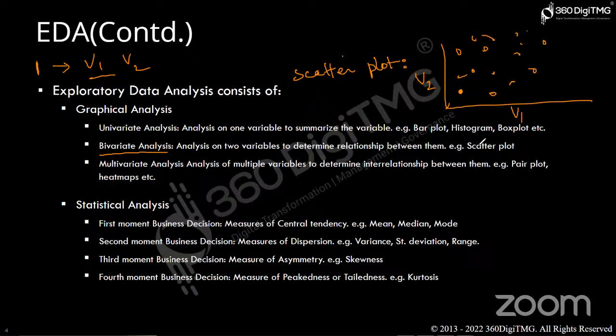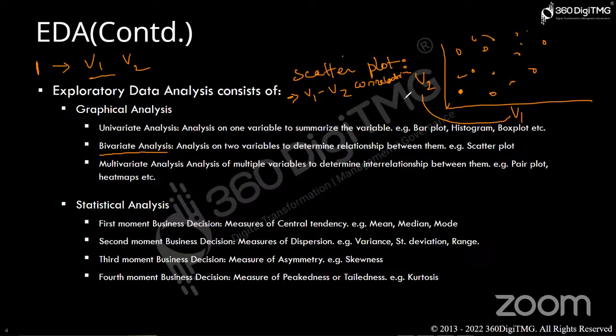From a scatter plot, what all can we find? We can find the correlation, the relation of v1 and v2. Whether there is a relation or not, whether it is a positive relation or a negative relation, and what is the strength of the relation. We can find all of this.